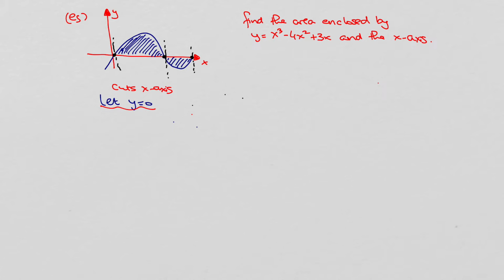So by letting y equal 0, we end up with x cubed minus 4x squared plus 3x equals 0. If I take out x as being common, I'm left with x squared minus 4x plus 3 equals 0. So that means that x must equal 0, or x squared minus 4x plus 3 equals 0.